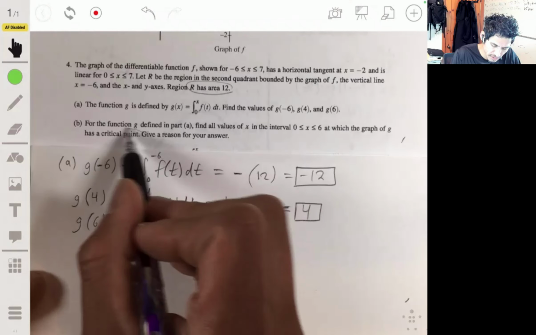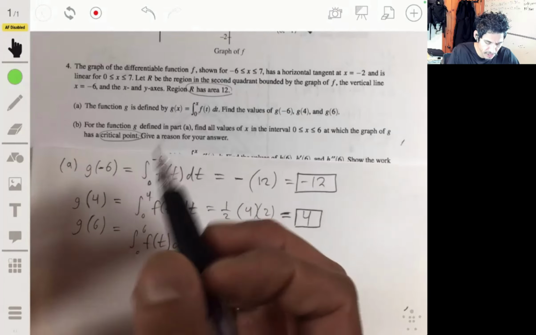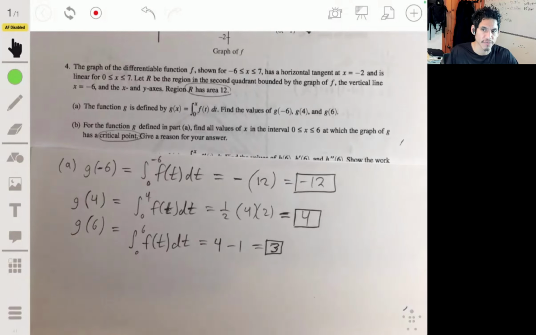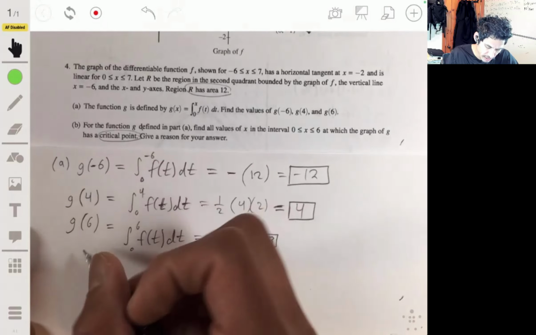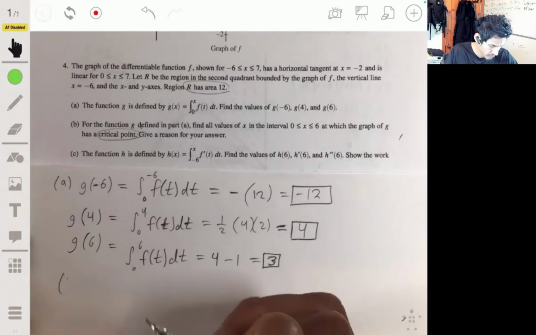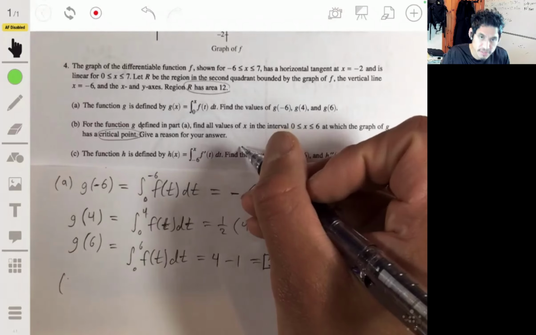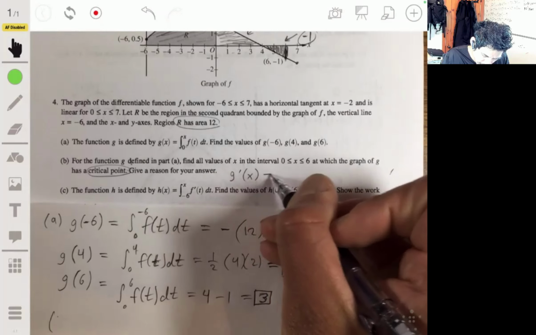Okay, so for critical points, we want to find where it has a potential maximum or minimum. When we go about analyzing an equation, we want to set the derivative equal to 0 and look for undefined values of the derivative. So for part B, I can just do it right here. This would just be where g prime of x is equal to 0.